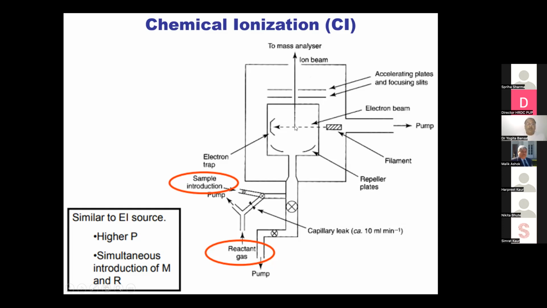This is how the chemical ionization mode works. Its working is more or less similar to electron impact. The only point is that there are two inlets. When we introduce the reagent gas, we switch on the electron filament, and when we switch off the electron filament, we introduce the sample, so that the sample does not come in contact with electrons but only with the ionized reagent gas.